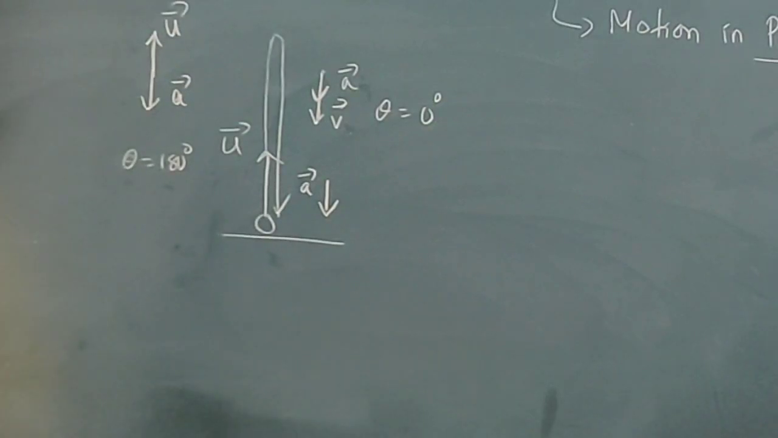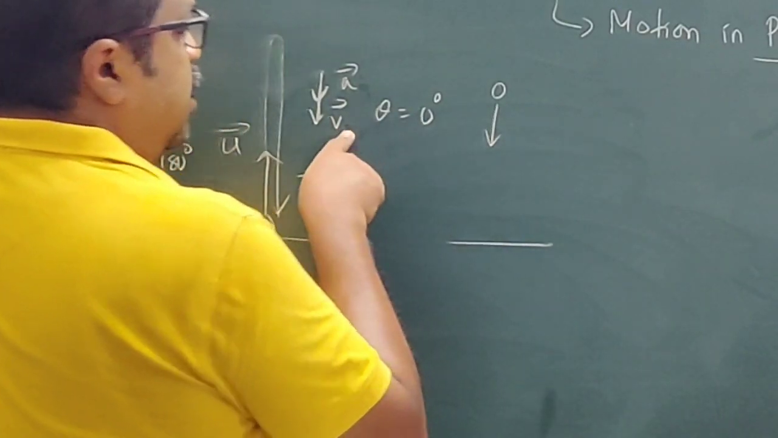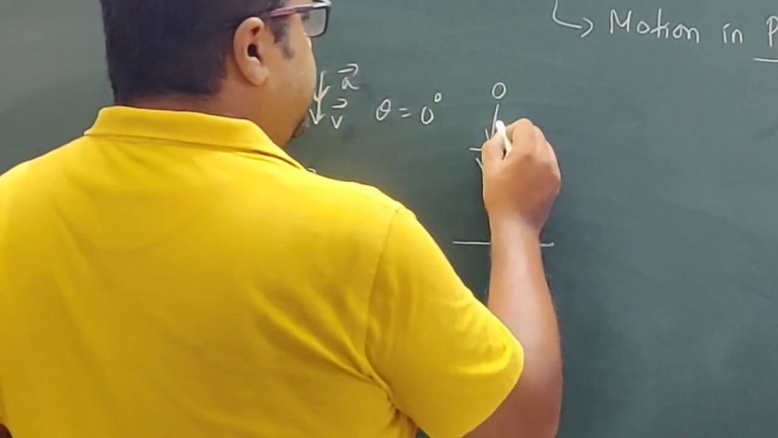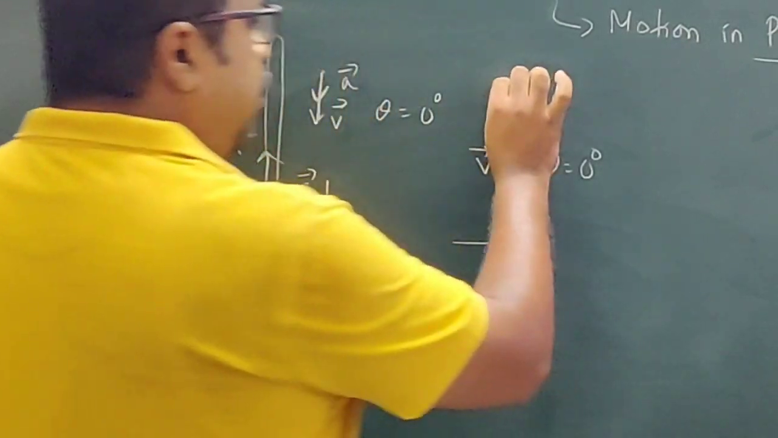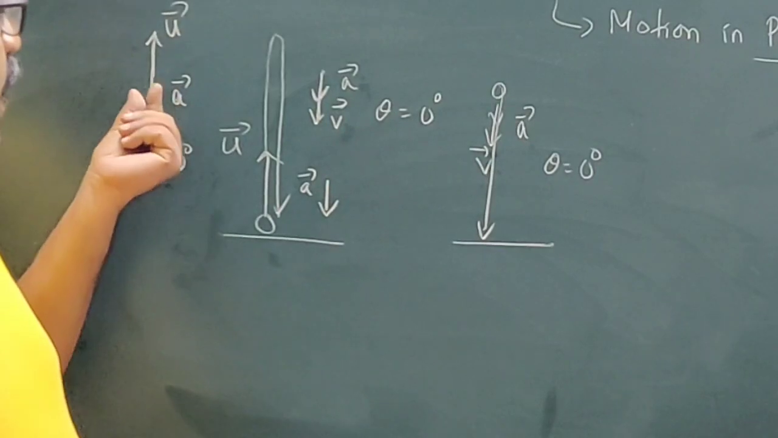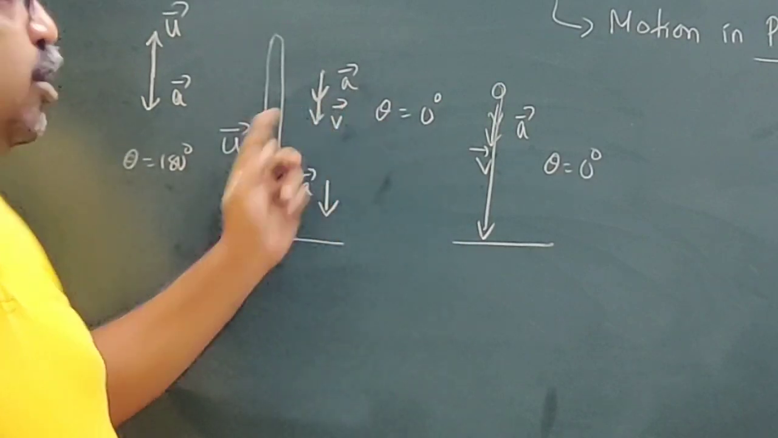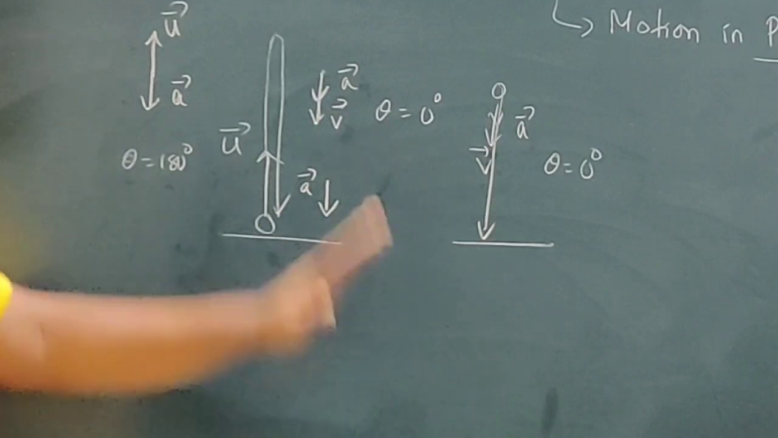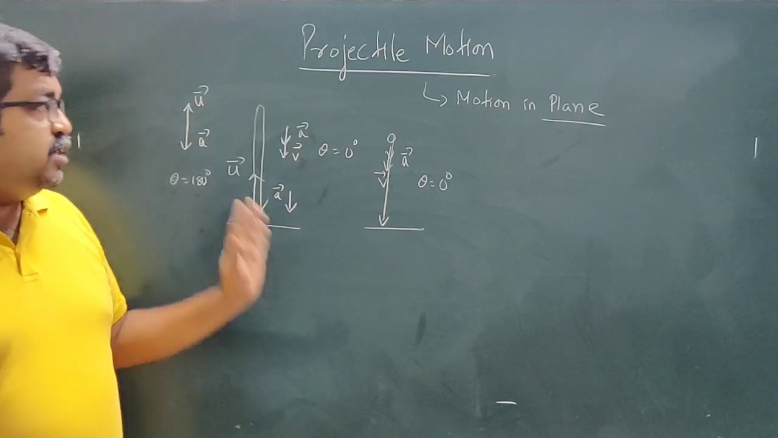Similarly, suppose another case, if an object is dropped. Velocity and acceleration will be in the same direction. Velocity is downward and acceleration is also downward. So the angle between them will be 0 degrees. So if the angle between velocity and acceleration is 180 degrees or 0 degrees, the object moves in a straight line. This is what we have studied in the topic motion under gravity.